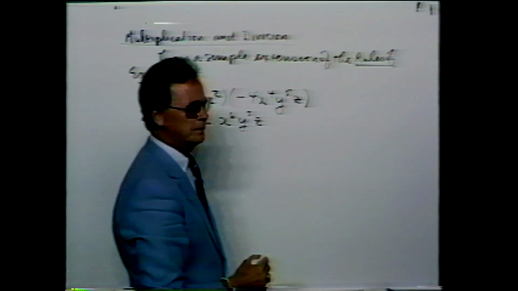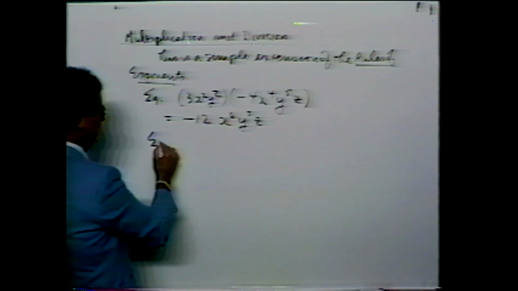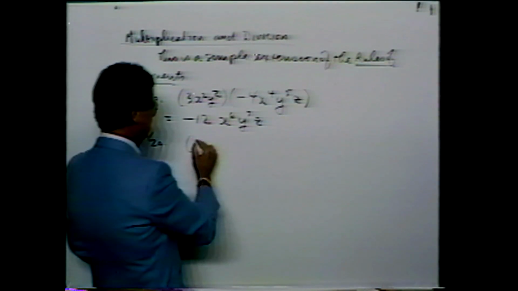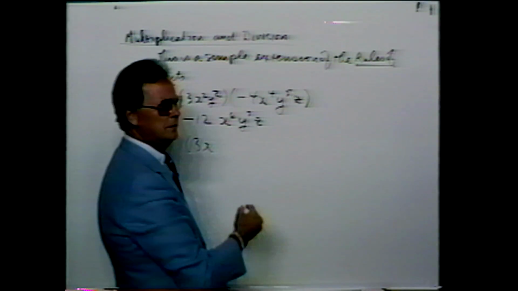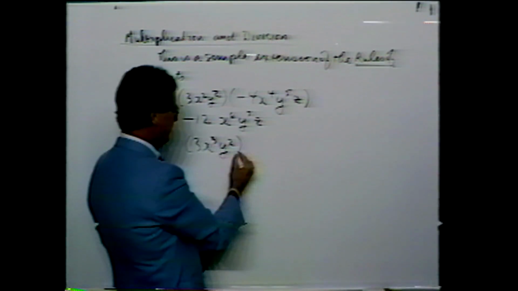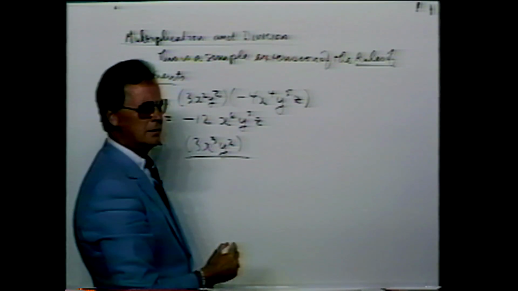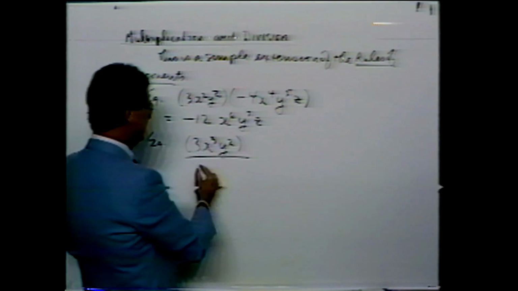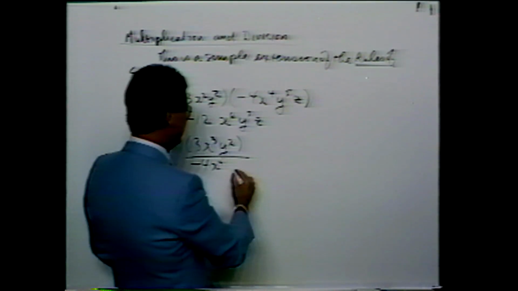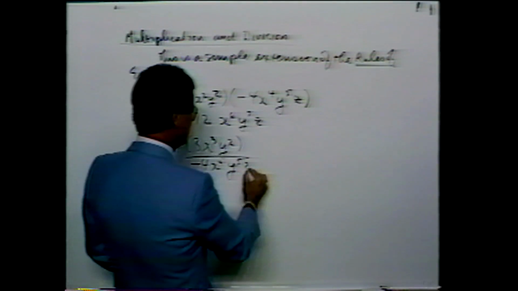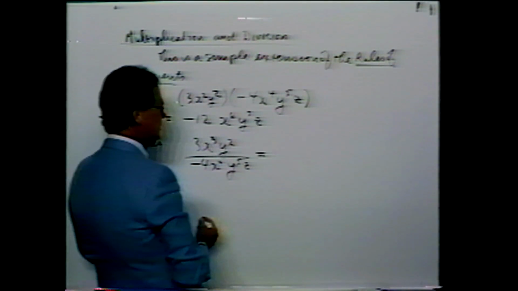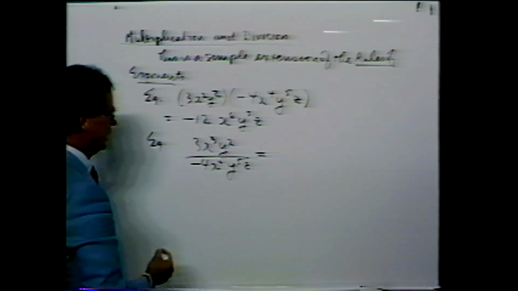Another example, we have 3x to the 3rd, y squared, divided by negative 4x to the 4th, y to the 5th, z. Again, we have a simple problem where the rules of exponents can be applied.